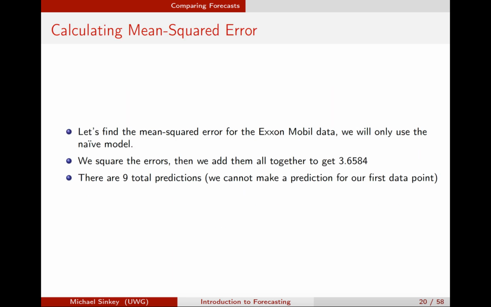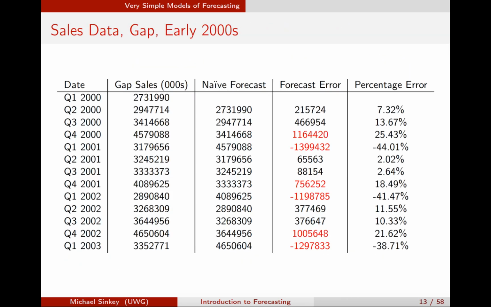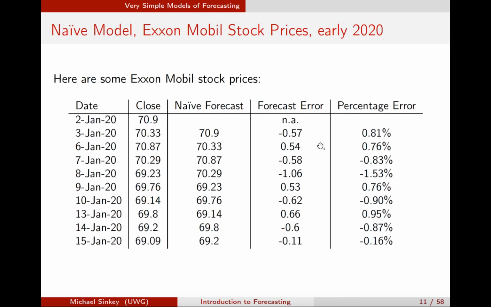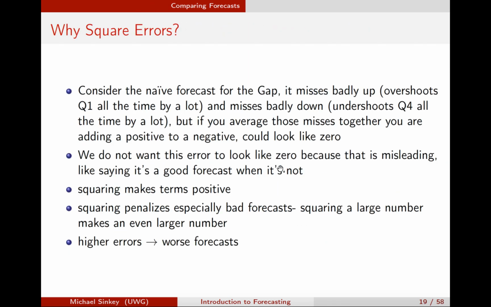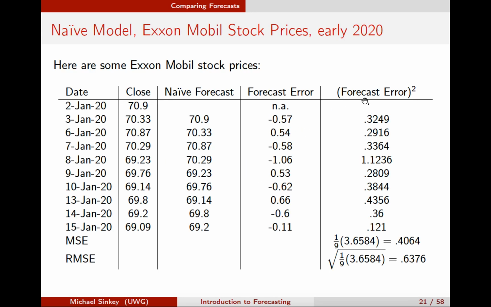So let's find the mean squared error for the ExxonMobil data where we use the naive forecast back here. So we're going to take these forecast errors in column 4 and we're going to square them for column 5. So I take each forecast error that I have here and I just square it. So minus 0.57 is calculated. I take the close price minus the forecast. That's how I get the minus 0.57. And then I square it for this error right here. And I do the same thing here. I take the closing price, 70.87. I subtract 70.33, and I get 0.54. And I square it here. And you square all the way down.